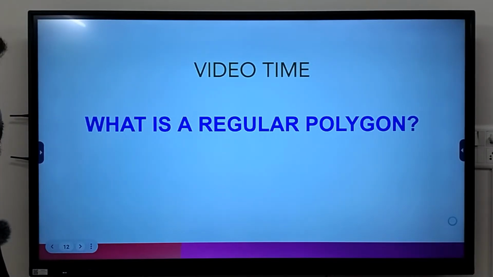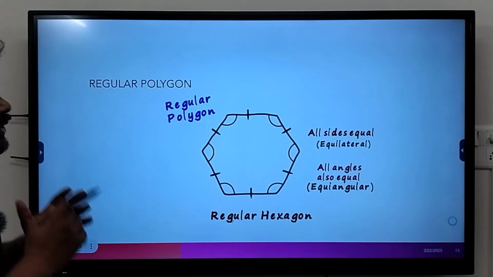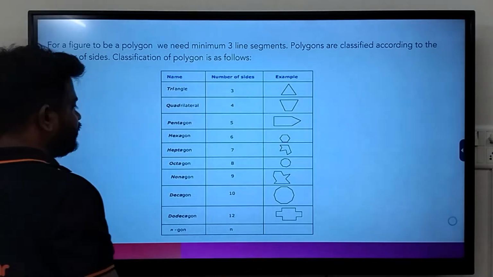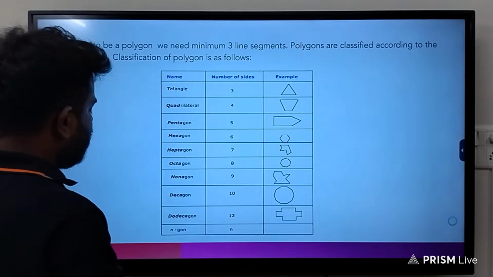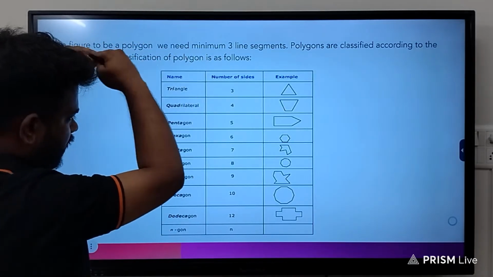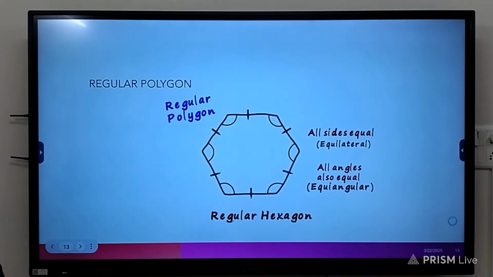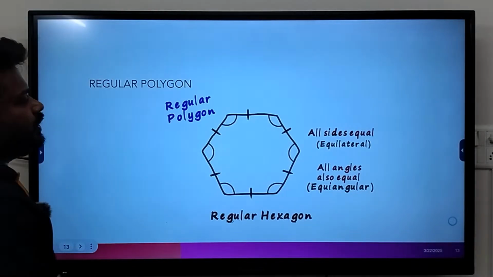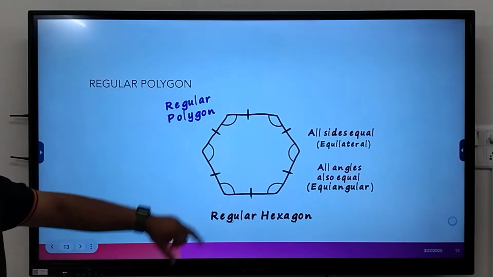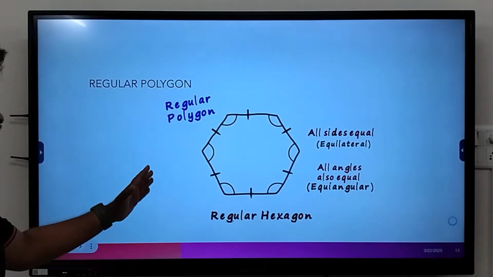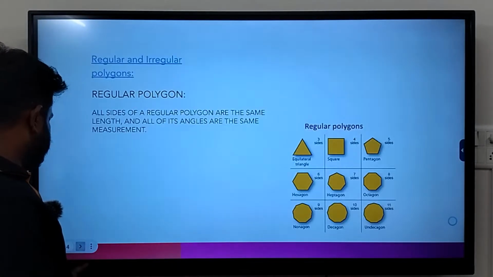Okay, what is a regular polygon? The regular polygon is basically something whose shape starts from a side and ends in a side like a circular form. That will be called a regular polygon, just like this one. All sides are equal, all angles are also equal, and this one is a regular hexagon. I haven't played the video yet. So this is quite simple. Let's go to the next one.